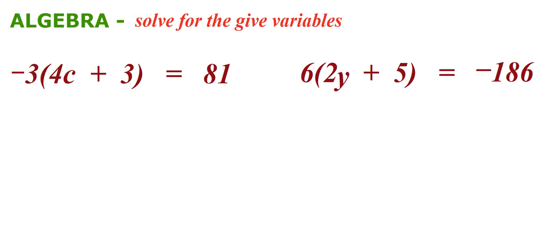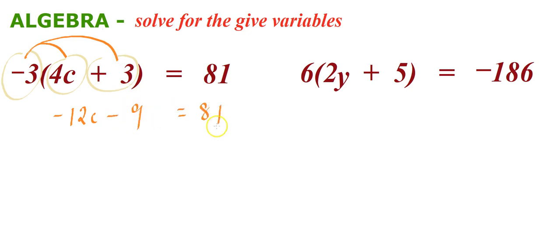I like to identify what terms we've actually got. So that's a positive 3, a positive 4c, and in this case it's a minus 3 there. So this term which is outside of the brackets is multiplied by each of the terms inside the brackets. So minus 3 times 4c is minus 12c, and then minus 3 times positive 3 is minus 9, and this side of the equation hasn't changed.